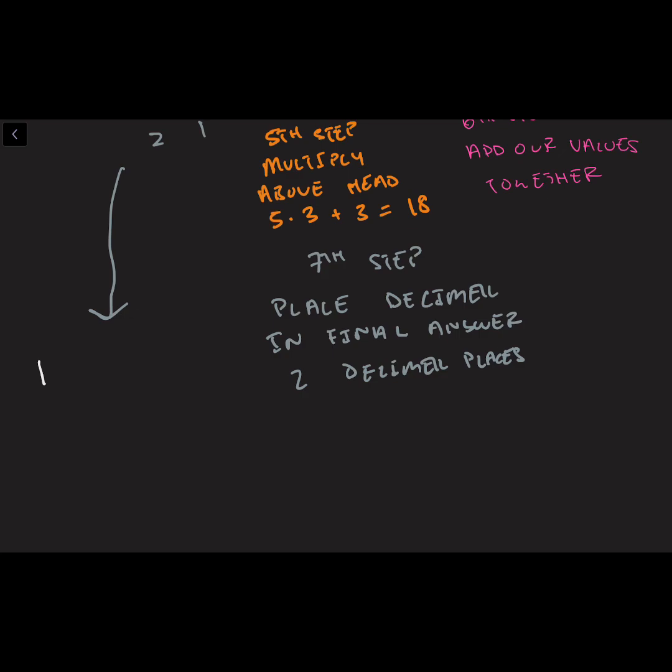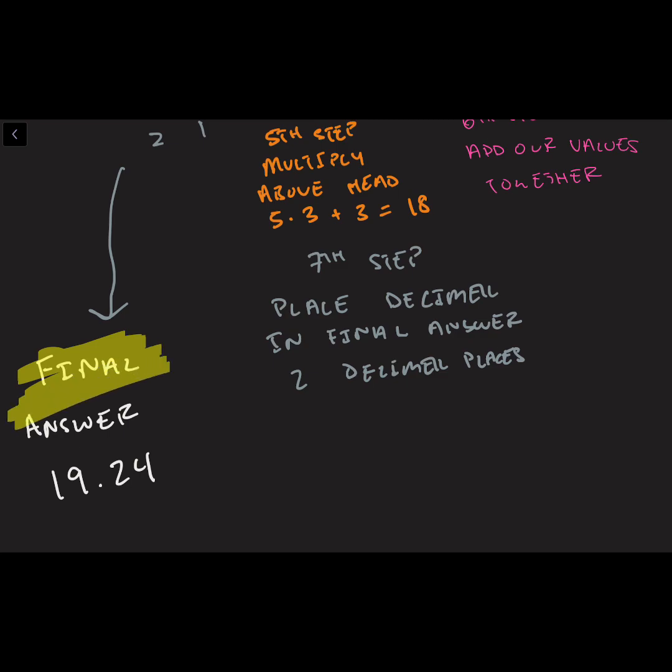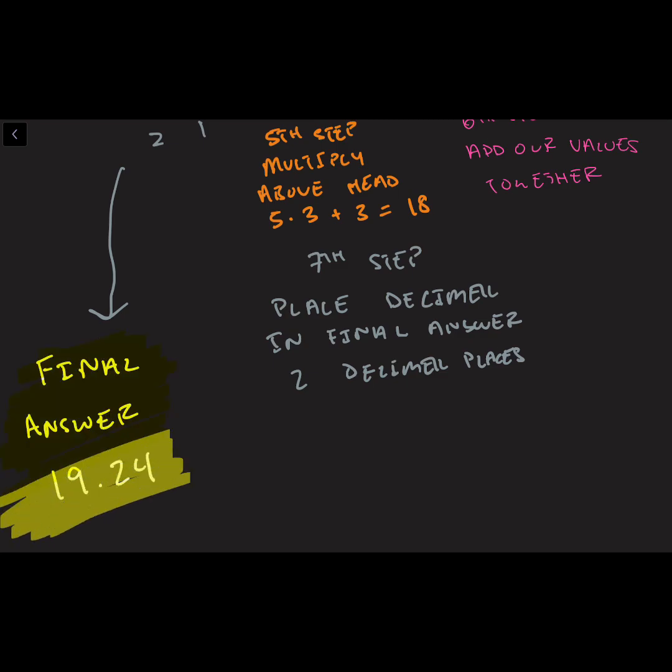That's gonna give us a final answer of 19.24. I had to highlight that in. Gotta make it shine like gold. You know we all gold. Shine like gold. Final answer is 19.24 for our multiplication with one decimal place numbers.